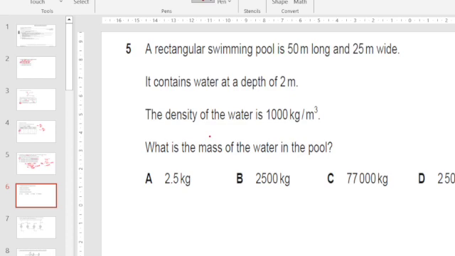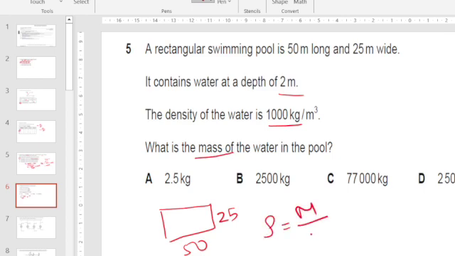And the fifth question: a rectangular swimming pool is there, of length, breadth and also depth, nothing but the height, is given. Density of the water is given. What is the mass? We know that density is equal to mass per volume.